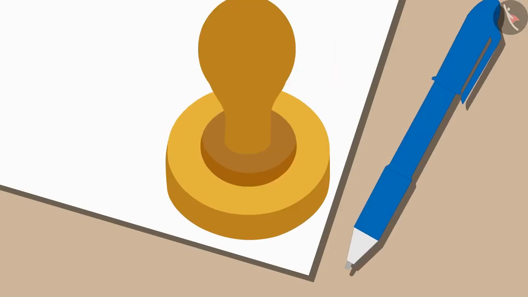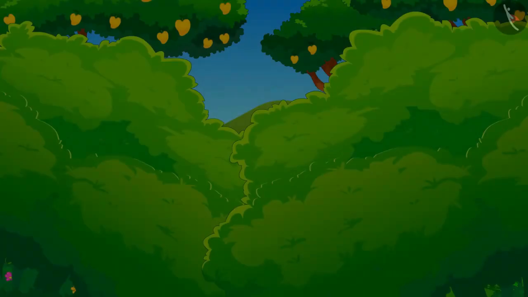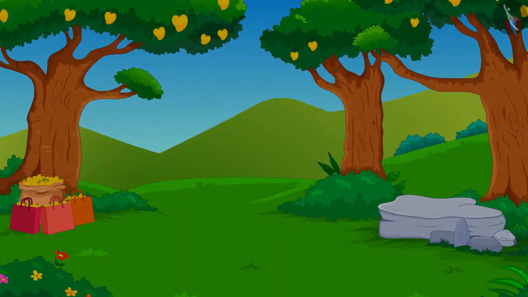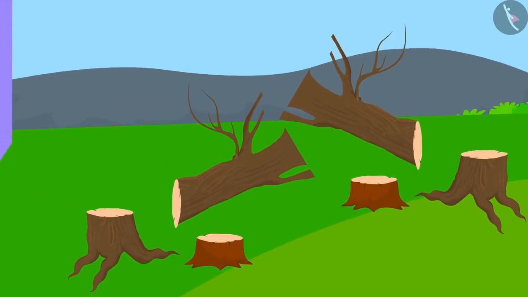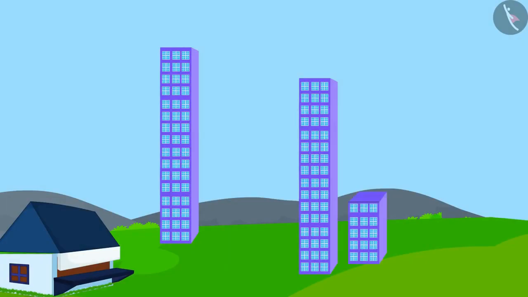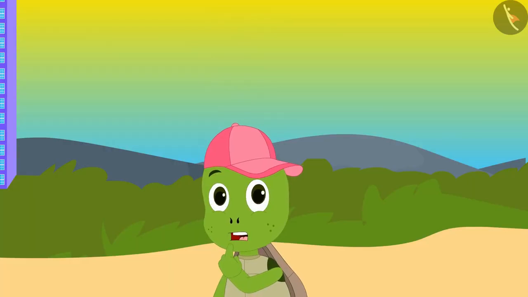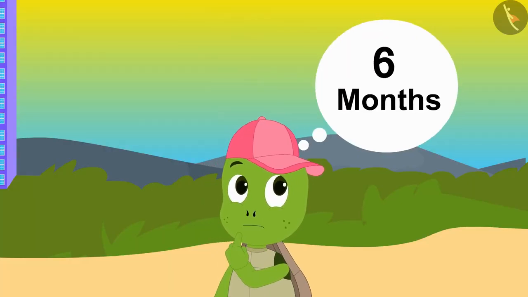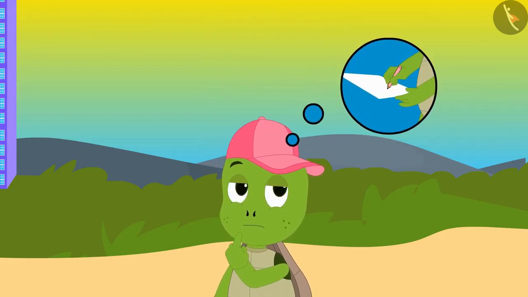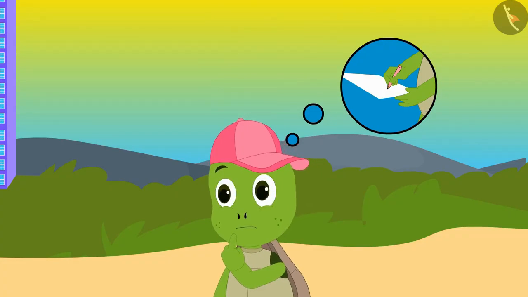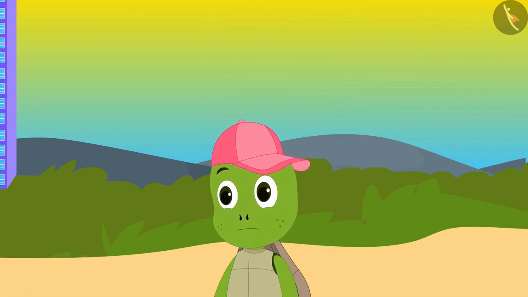Hello children! In this video, we will learn approximation. The villagers in Champapur are cutting down many trees to build buildings. Due to this, the heat is increasing day by day in the village. Seeing this, Tufan decided that he would record the number of trees that have been cut every month for 6 months, so that after 6 months, showing this information to the villagers could prevent them from cutting more trees.